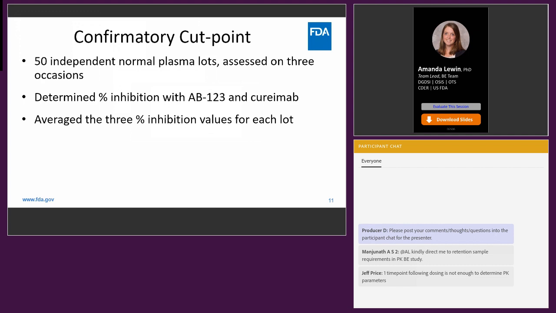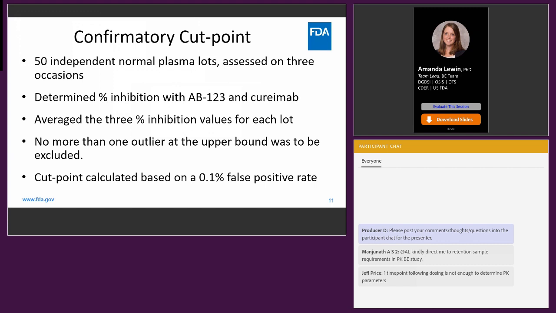And just like with the screening, the average of these 3% inhibition values for each lot was determined, and this is again what was used for the outlier and cut point evaluations. For the confirmatory, no more than 1 outlier, and again only at the upper bound, was to be excluded, regardless of whether there were additional outliers present in the data set. And for the confirmatory assay, the cut point was calculated based on a 0.1% false positive rate.